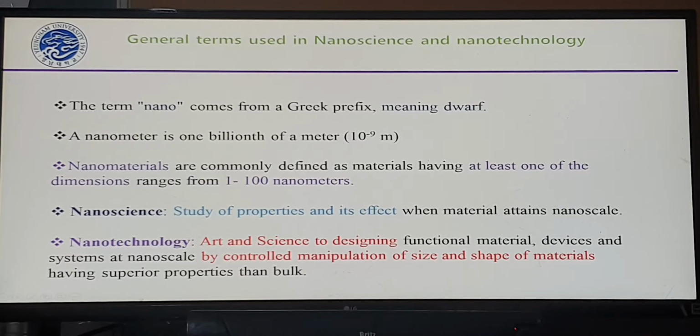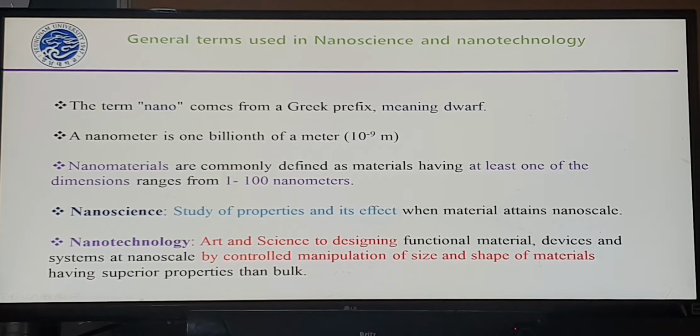Coming to what are the general terms used in nanoscience and nanotechnology. Most of the people know, and I believe you are aware of these basic terms. Anyway, I want to discuss the basic things about nanotechnology, because we need to go further in-depth into nanomaterials. So we all know the term nano comes from a Greek prefix meaning dwarf. Nano means it is very small.